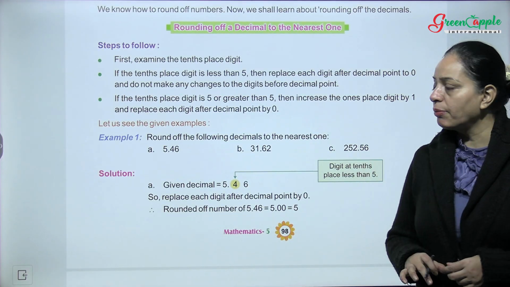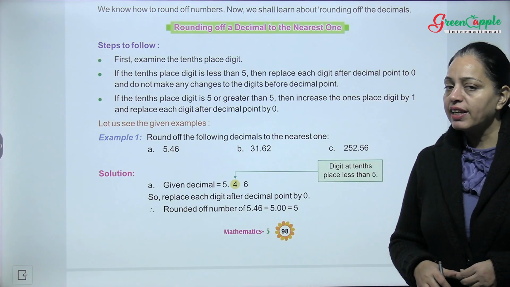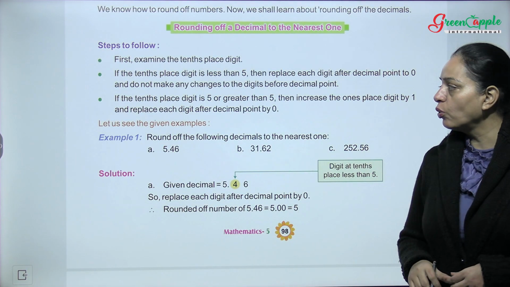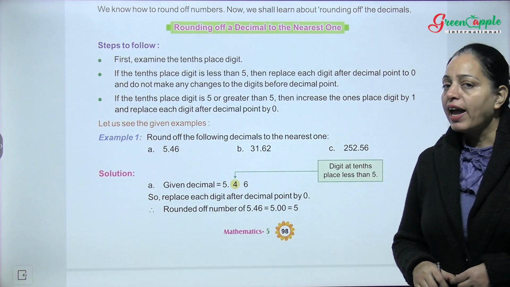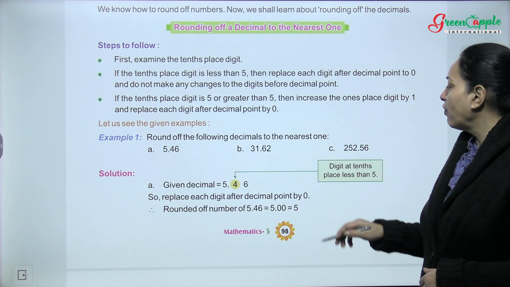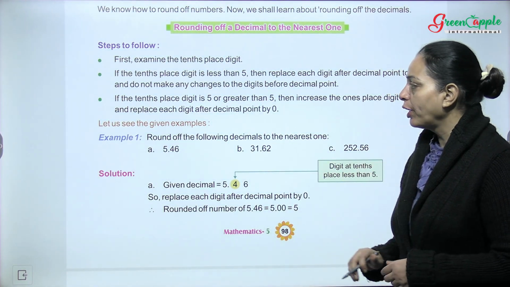The first, examine the 10th place digit. The second, if the 10th place digit is less than 5, then replace each digit after the decimal point with 0 and do not make any changes to the digit before the decimal point. And if the 10th place digit is 5 or more than 5, then increase the 1's place digit by 1 and replace each digit after the decimal point with 0.